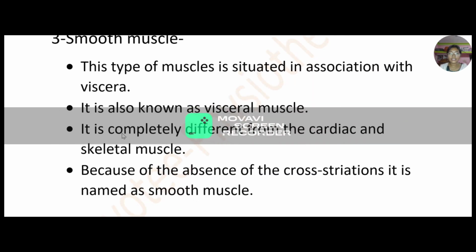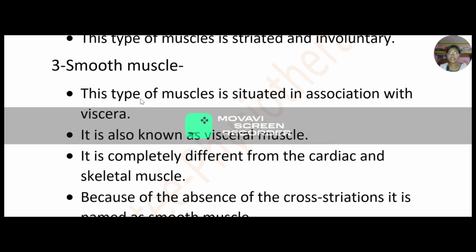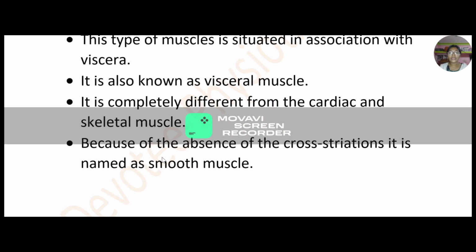Then last, that is smooth muscle. This type of muscle is situated in association with viscera. It is also known as visceral muscle. It is completely different from cardiac muscle and skeletal muscle. Because of the absence of the cross striations, it is named smooth muscle.